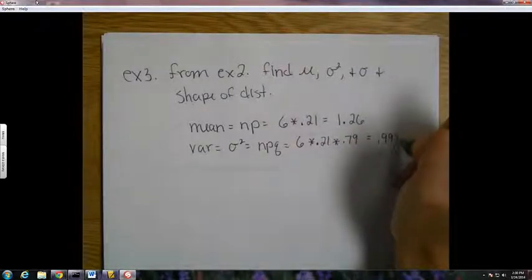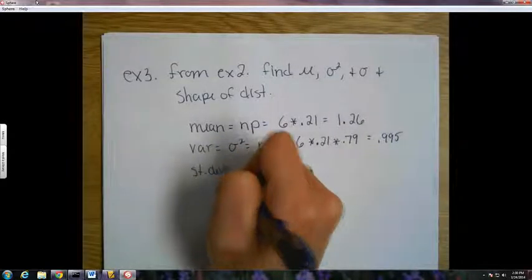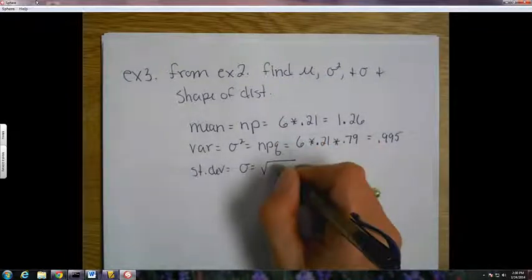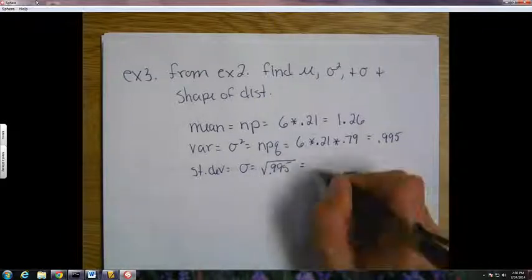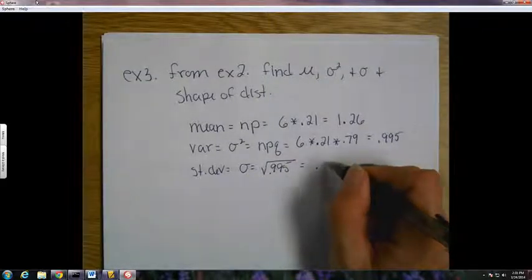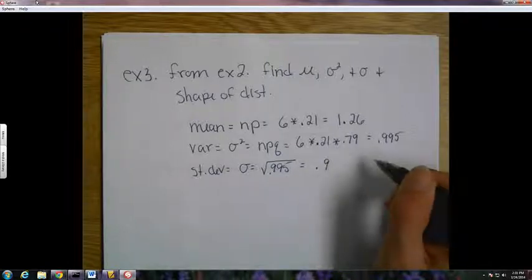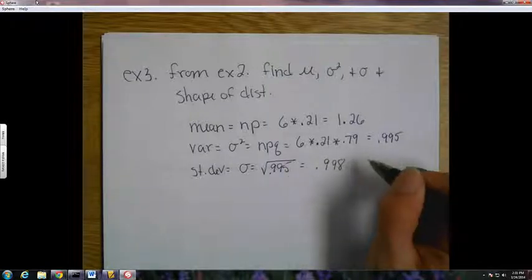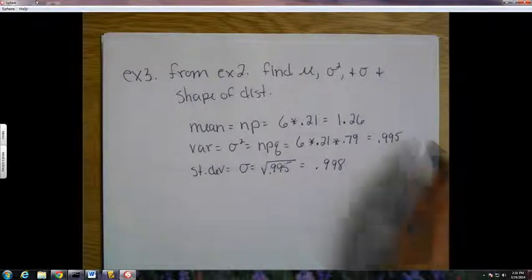Okay. And then standard deviation? Yep. Take the square root of that. I think it depends on if you chopped off the 5 or if you used the whole answer from the last one. Close enough. I don't mark any of that stuff wrong.